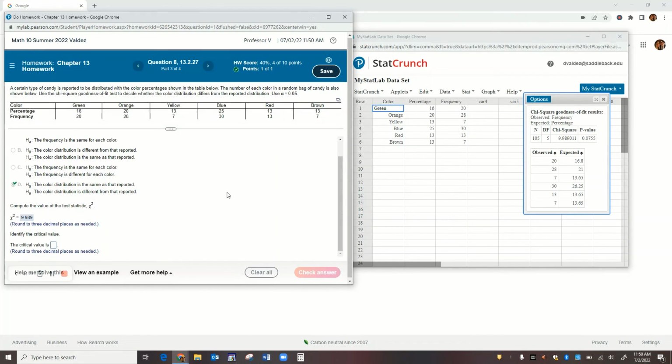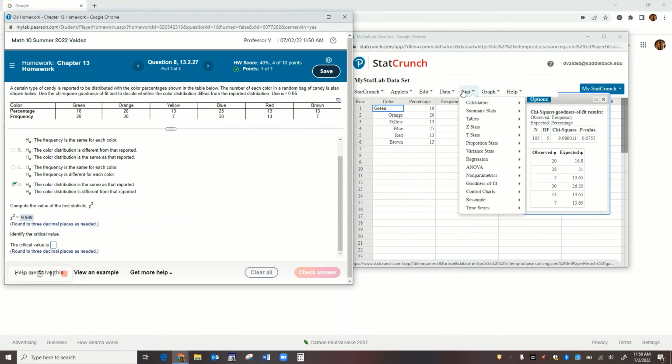Okay. And then the critical value. Ooh, so they're doing the traditional method. And notice here that StatCrunch did not give me the critical value. It gave me the p-value instead. So that's fine. To get the critical value, you can either look up on a table for your chi-square distribution where alpha is 0.05 and degrees of freedom is n-1, or we can just do it right here.